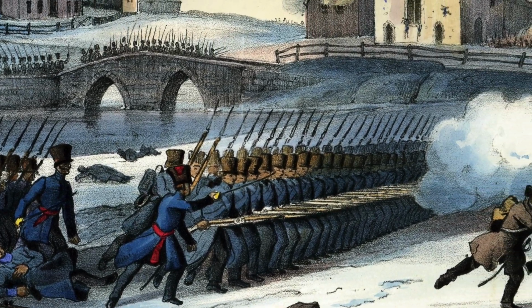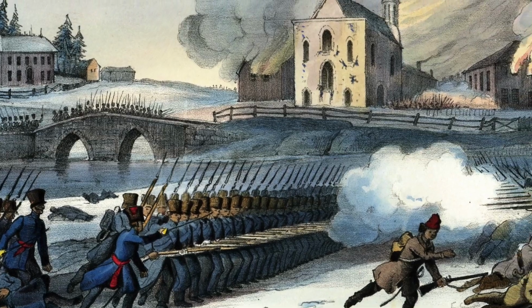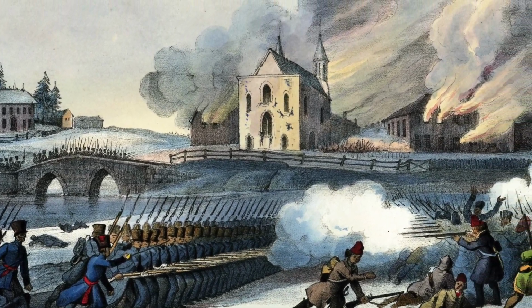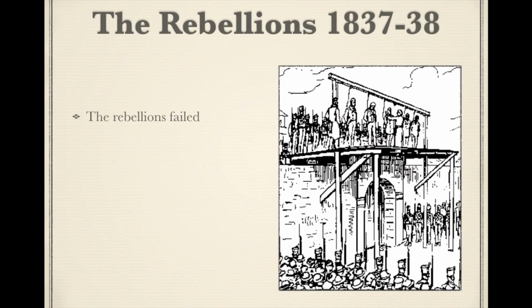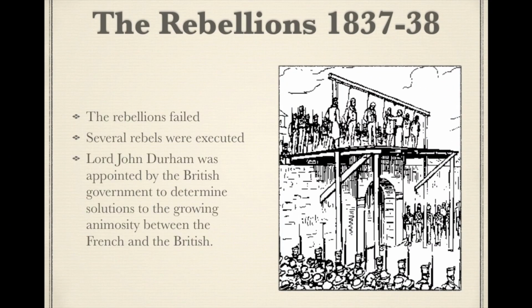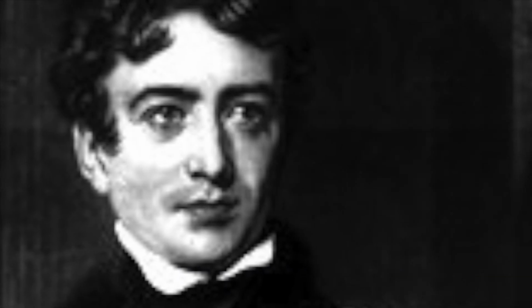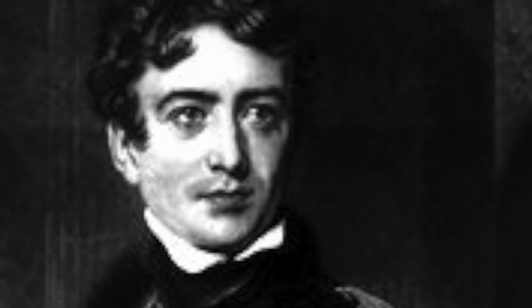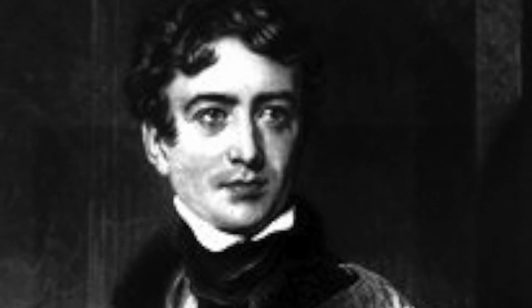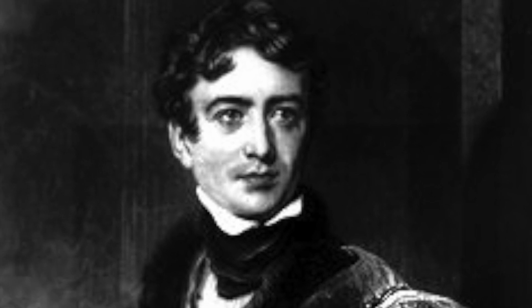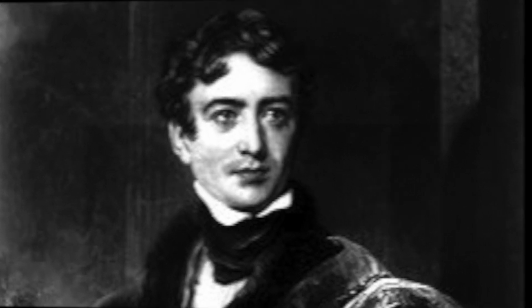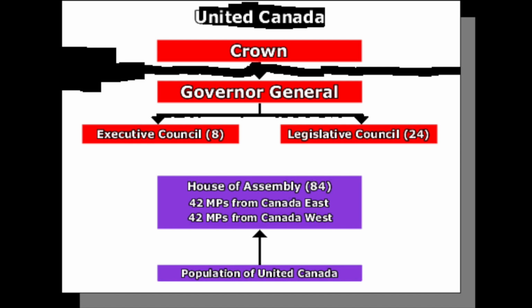The rebellions of 1837 and 38 challenged the long-standing lack of democracy between the French and British populations. The rebellions failed, several rebels were executed, and Lord John Durham was appointed by the British government to determine solutions to the growing animosity between the French and the British. Durham felt that the best way to end the hatred between these two groups, which he felt were two nations warring in the bosom of a single state, was to unite Upper and Lower Canada in order to assimilate the French. This led to Canada getting a new constitution in 1840, which was the Act of Union.